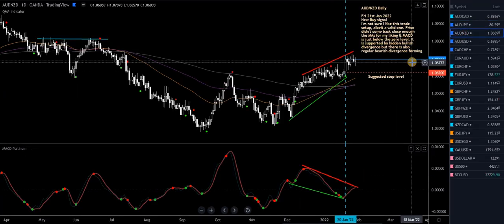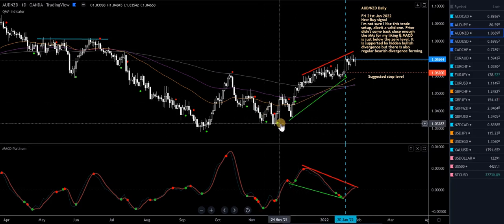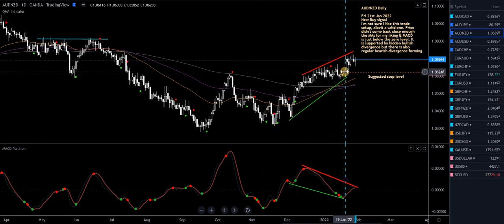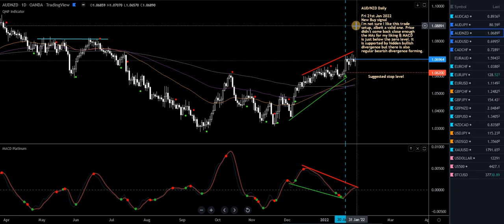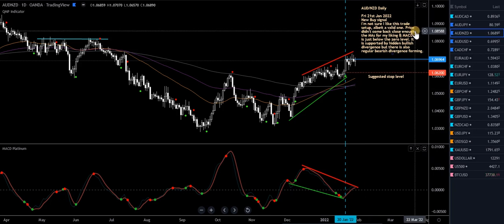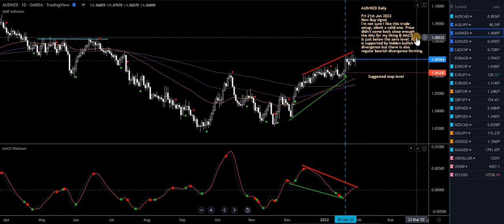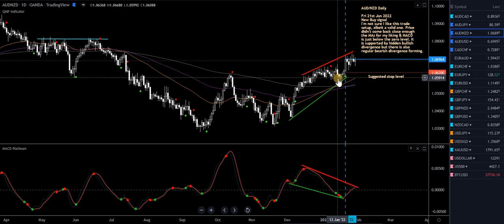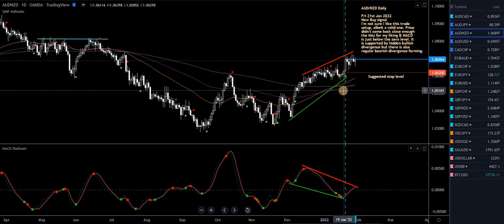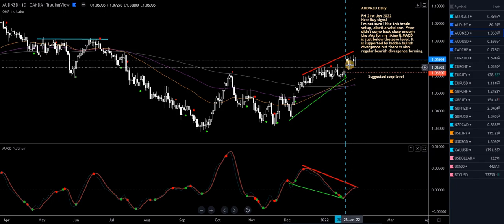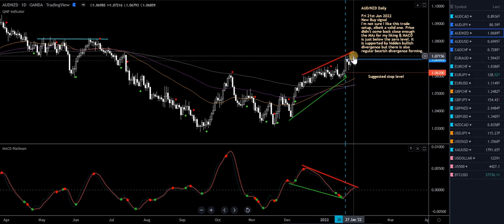Aussie New Zealand has been a tough pair to trade lately. We're in a buy here. I'm not super convinced with this setup. You can read my notes. I'm not sure I like this trade setup. There you go. Generally, I like to see price come back to the moving averages a bit closer before bouncing up. It's sort of struggling around this area.